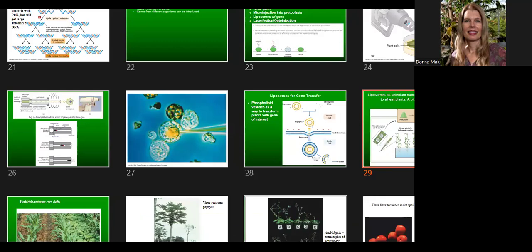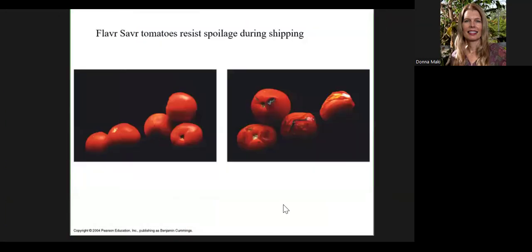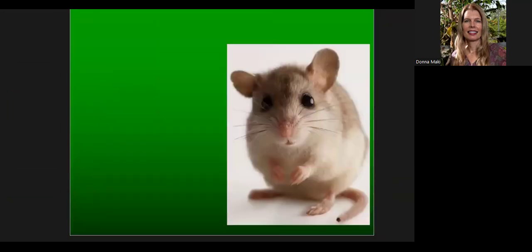Okay, and then we were looking at, I think we left off, oh, flavor savers. That's where we left off. So now this next thing is new. So here's a cute little mouse. Believe it or not, they use mice sometimes in the plant world.